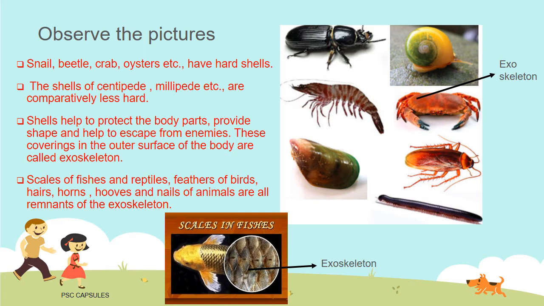So, it is the outer skeleton of the organisms. There are some organisms which possess remnants of the exoskeleton. Remnant means a part that is left after the greater part has been used, removed, or destroyed. So, examples of such organisms are scales of fishes and reptiles, feathers of birds, hairs, horns, hooves, and nails of animals. You can see from the picture that structure of scales of fishes are entirely different from that of crab, oysters, etc. But they are the remnants of exoskeleton.